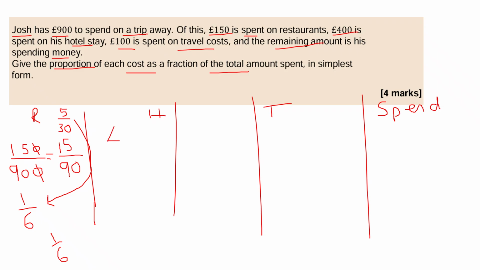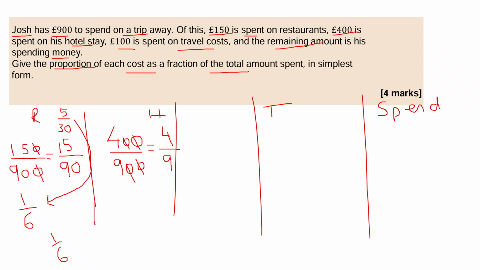Next, £400 on his hotel stay. This one is a bit easier. So he got 400/900ths, 400 out of 900. Because it's easier, I can just knock off the 2 zeros, i.e. divide top and bottom by 100. That's very important. When I do that, guys, I get 4/9.